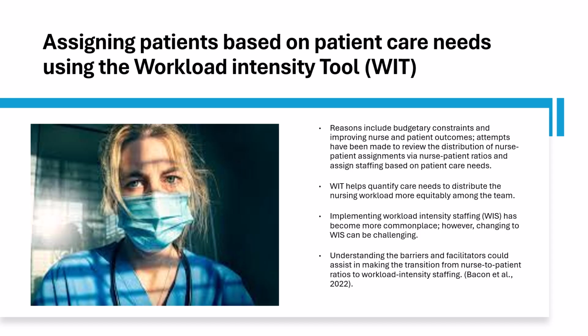Understanding the barriers and facilitators could assist in making the transition from nurse-to-patient ratios to workload intensity staffing easier. I have found that considering patient acuity along with the use of the Modified Early Warning Score, or MEWS scores, when making nursing assignments helps equalize nurse-to-patient staffing ratios.